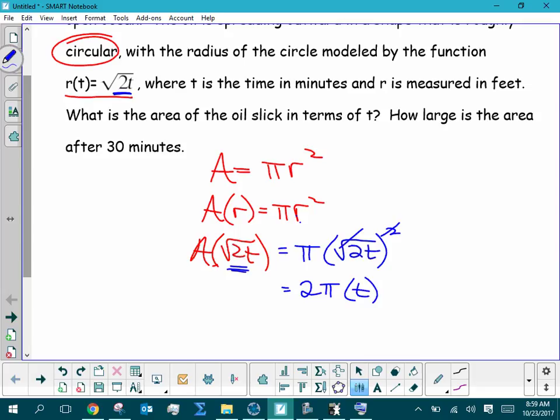So now, area is defined off of time instead of radius. Does that make sense? So now, somebody doesn't have to go from the tanker to the edge of the spill, measuring that radius to find out how big that oil slick is. They can simply say, okay, how much time has elapsed, and then we can gauge the size of that circle. So after 30 minutes, all I have to do is plug in 30 there, and I've got my answer. I'll let you guys do that on your own.